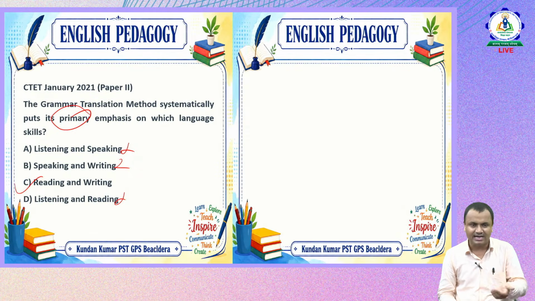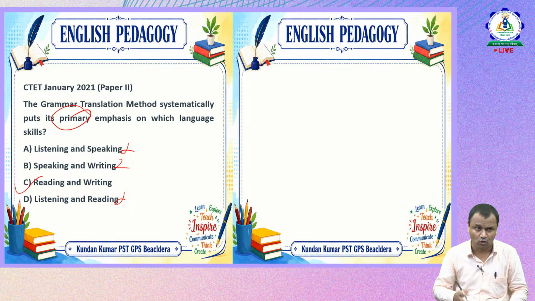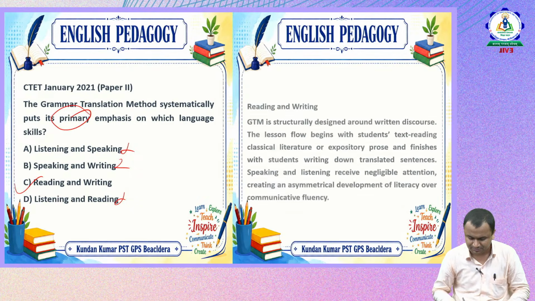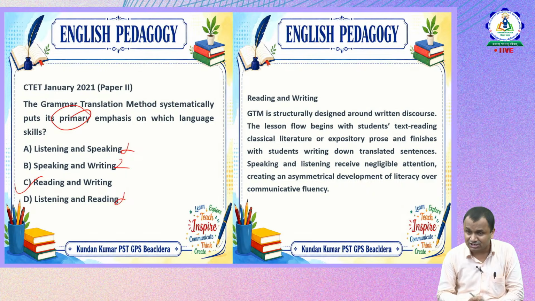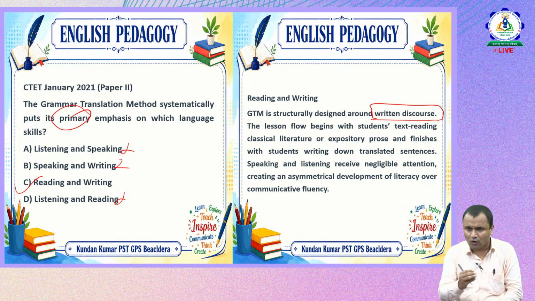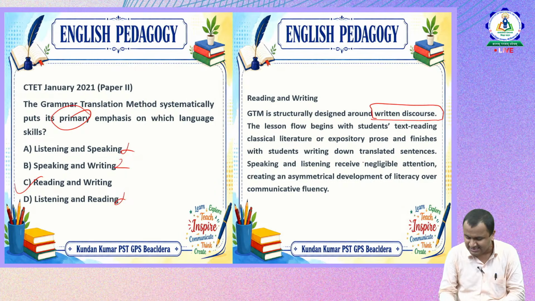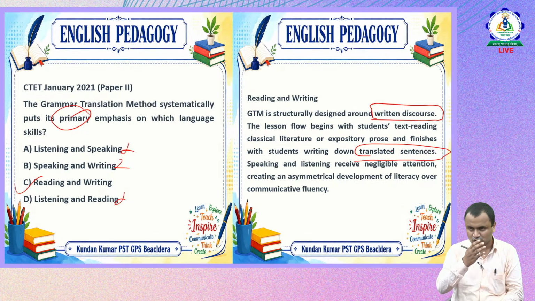We just read, we translate, and we give written work, and then that is copied. That's it. So reading and writing is at the core of the grammar translation method. GTM is structurally designed around written discourse. The lesson begins with the student's text reading, classical literature or expository prose, and finishes with the students writing down translated sentences. So what will the student do? Read a paragraph of the text and then translate it. So we are focusing on reading and then translating. That means writing.